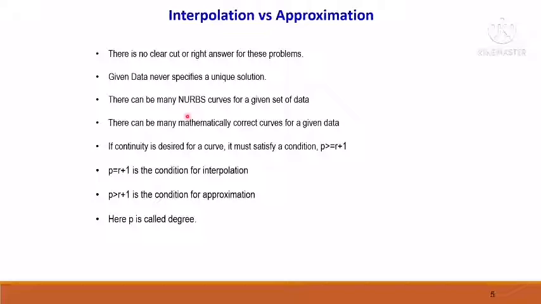So if continuity is wanted for a curve, then it must satisfy the condition p is greater than or equal to r plus 1. Here p is called the degree of the interpolation. So if p is equal to r plus 1, then it is a condition for interpolation. If p is greater than r plus 1, it is a condition for approximation. So appropriately the techniques are used.